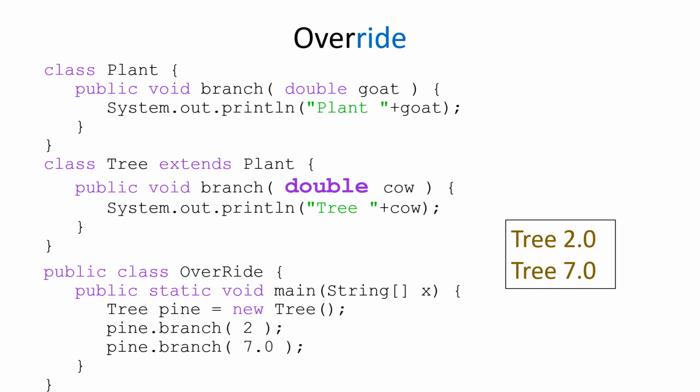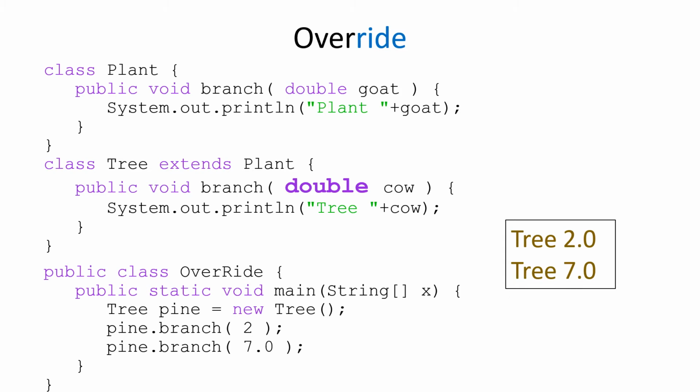And then we call the branch method on that tree object, passing it an integer. Well, there is no integer parameter method called branch. So Java will extend the 2 to a double. Let's convert the 2 to a double and call the child class. So it'll call the tree and it'll print tree 2.0.